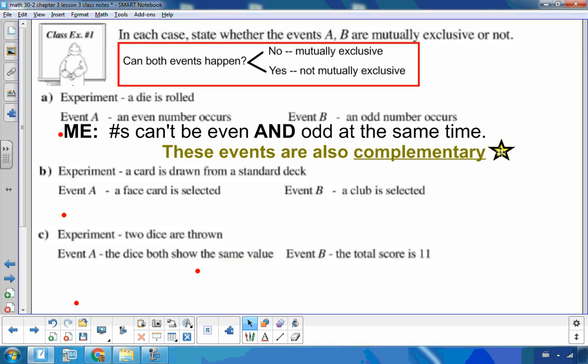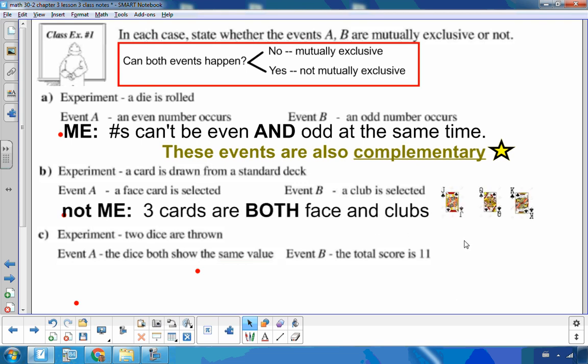Okay, next one. I'm drawing a card from a deck of cards. I want to know the events are face card and club. So can a card be both a face card and a club? And the answer to that question is yes, they can be both. So these are not mutually exclusive. There are those 3 cards right there that are face cards and clubs.